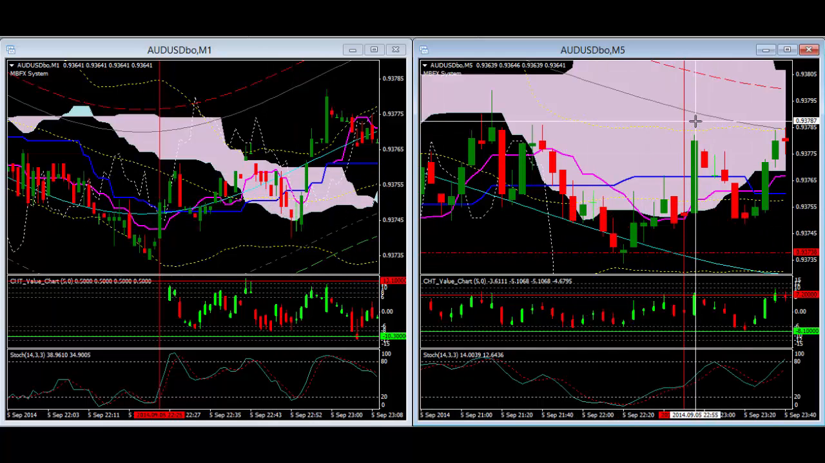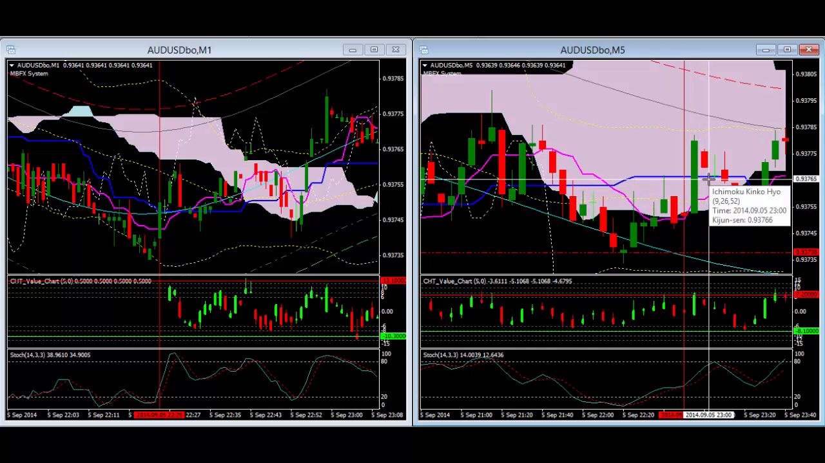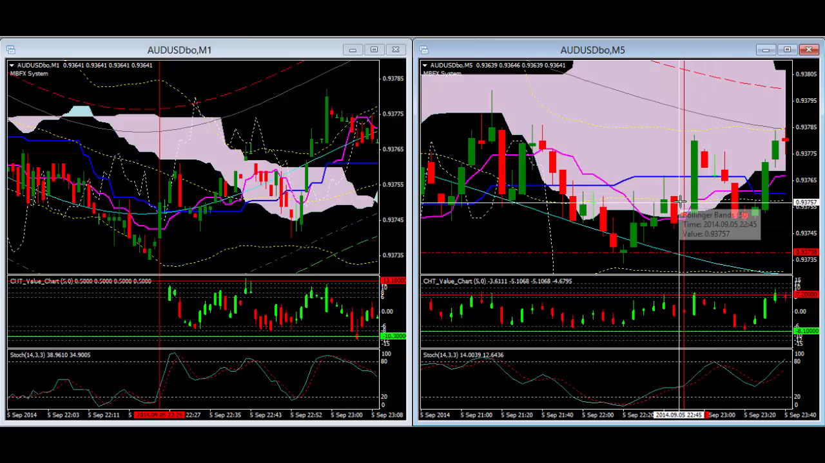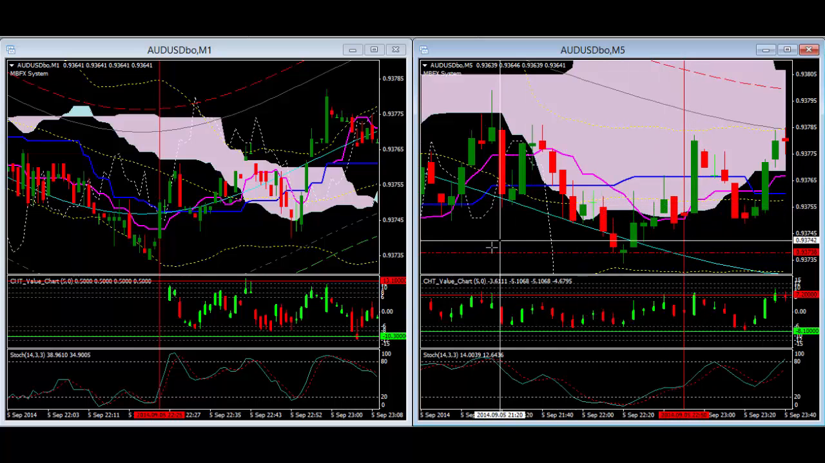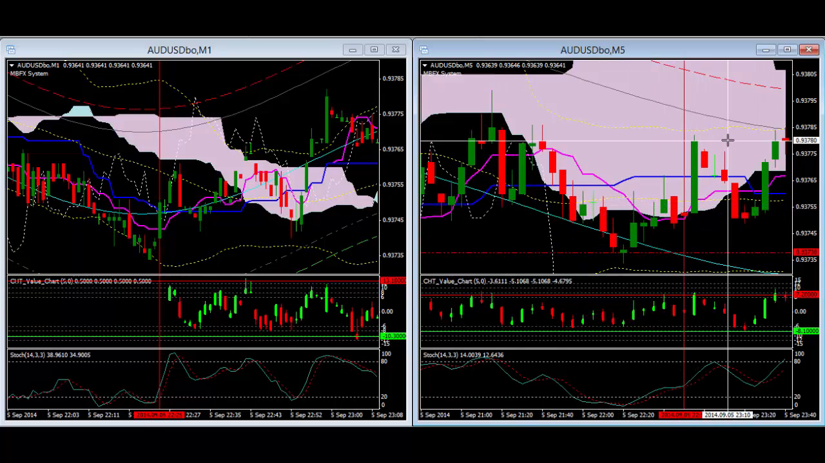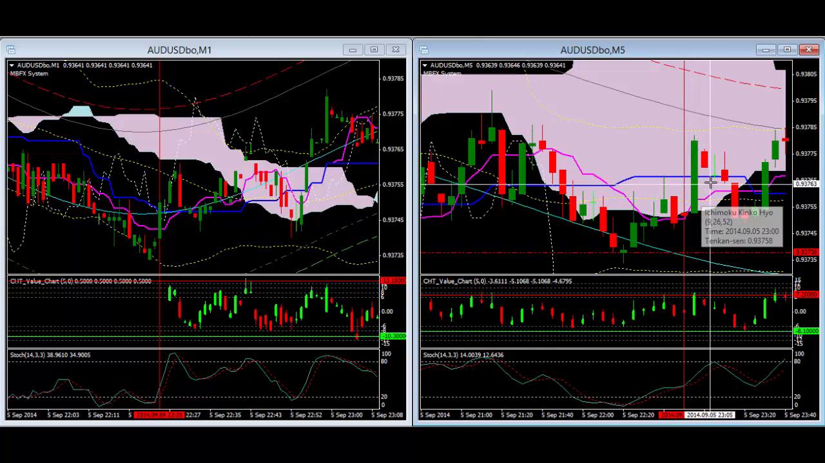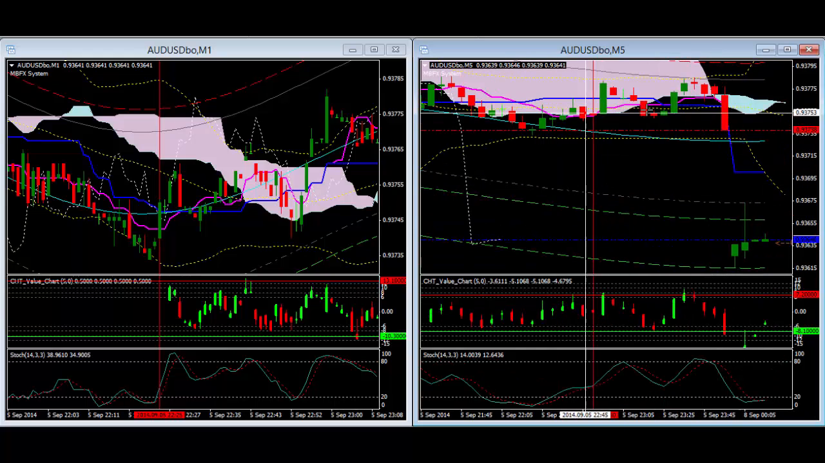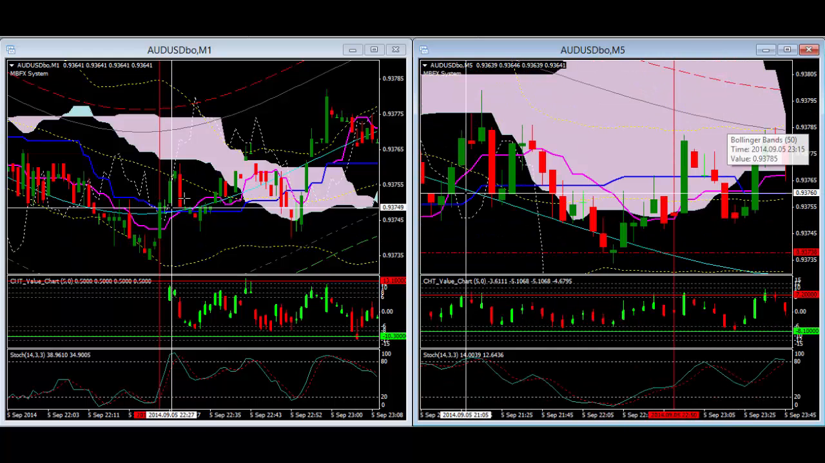Okay, and as you see, it went up to take Tenkan near the Kijun. As I said, Tenkan and Kijun have to be together. In order to do that, Tenkan can't leave price behind and go to the Kijun itself. No, that won't happen. Tenkan will take price with it. So price went up, Tenkan went up, they got closer, and then whatever happened there.